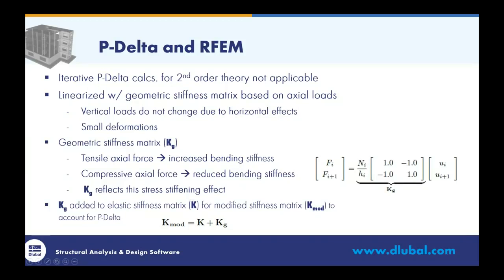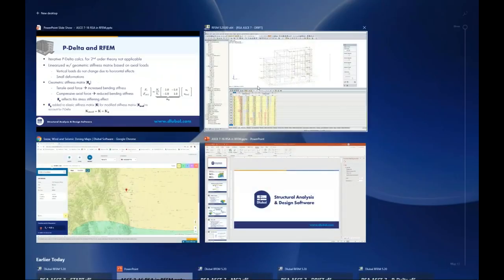So here, to account for P delta, we can take the geometric stiffness matrix and add it to the elastic stiffness matrix K, which is what we've been using up until now, for a modified stiffness matrix K mod. So K mod is simply K plus K sub G. So how do we do this within RFEM?